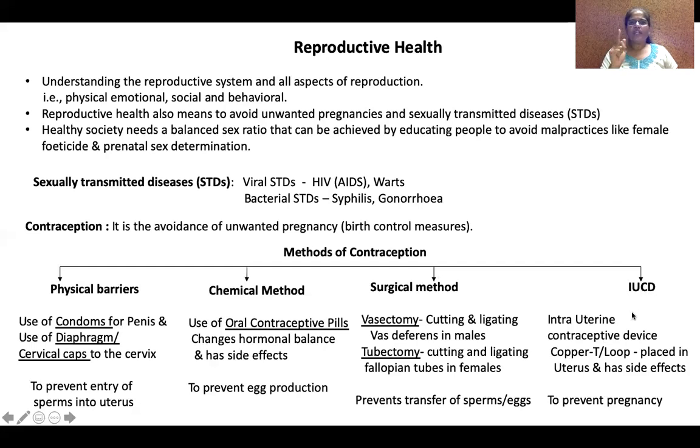And then copper T. The T is the plastic and metal frame. That frame will be introduced into the uterus of a female so that sperm won't move to the fallopian tube, and eggs won't enter the uterus for fertilization. This avoids pregnancy, but this also has a side effect.